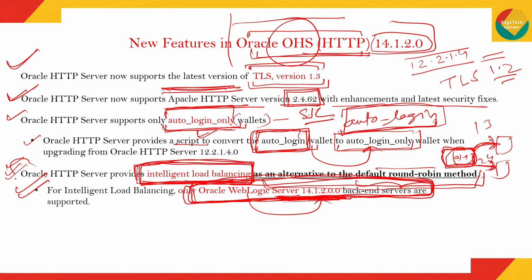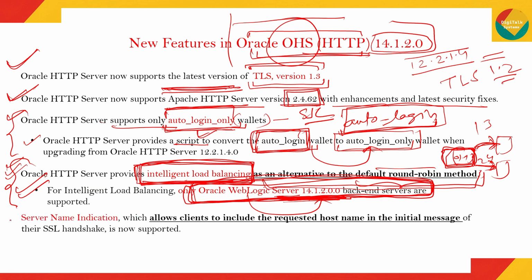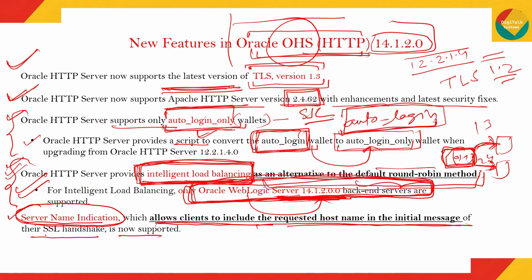So this is one of the major enhancements, apart from the auto login only wallet feature that has been incorporated, right? Now the next one is Server Name Indication, SNI, which allows the client to include the requested host name in the initial message of the initial handshake. Okay, this is now supported. So that means SNI, the Server Name Indication, is now supported, where the client requests the host name in the initial message of the SSL handshake.